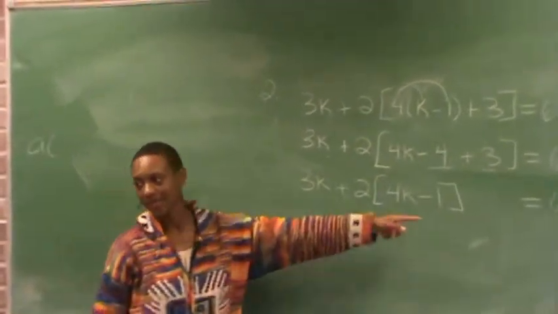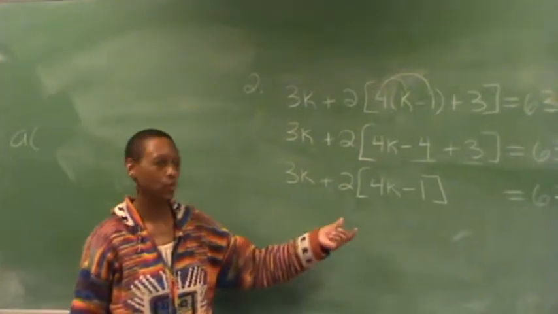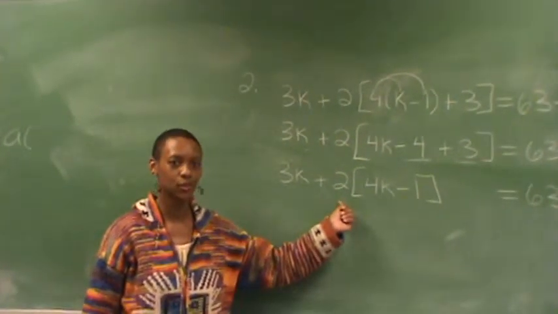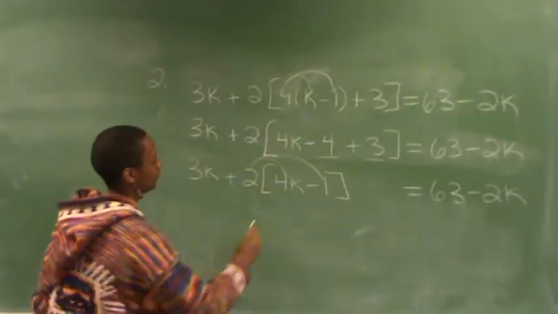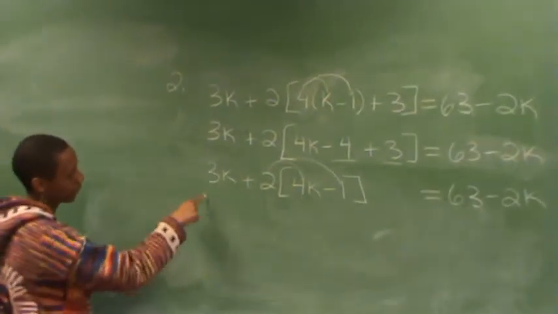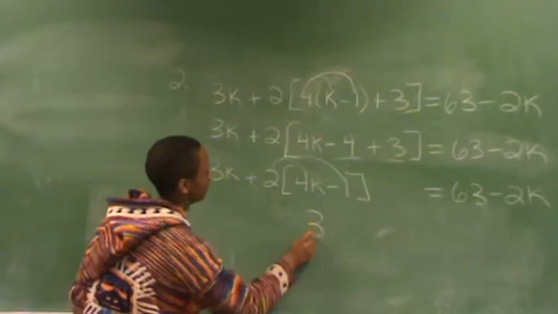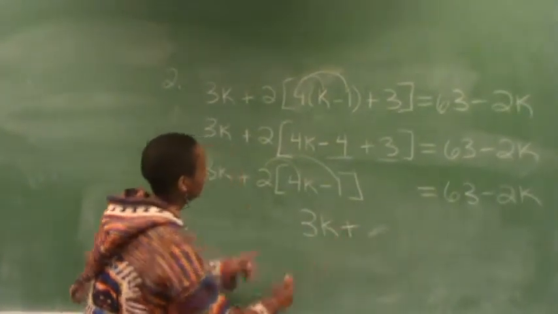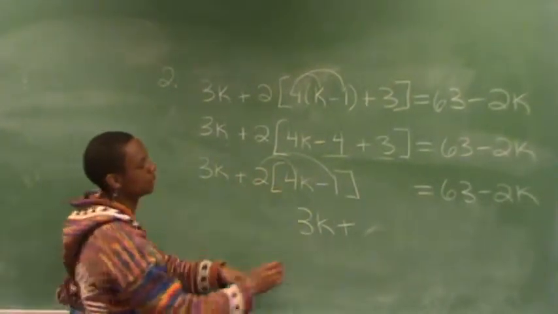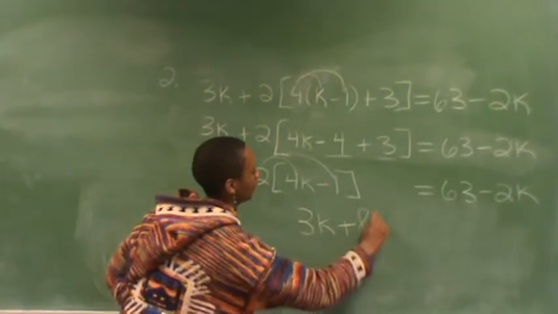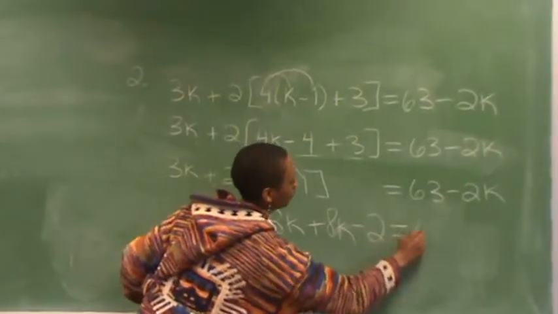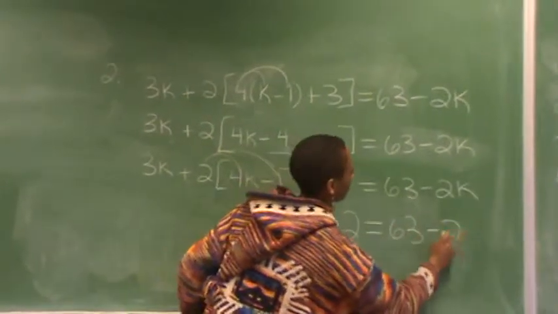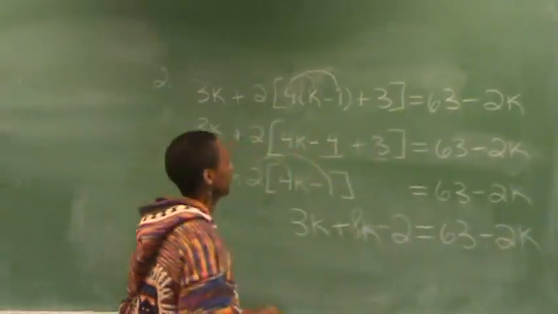Now, again, brackets are the same thing as parentheses. So this 2 out here, I need to distribute it. So I'm going to distribute the 2. And I'm going to write down everything else the same. So I write down my 3k. When I distribute my 2, I get 2 times 4k, that's 8k. And 2 times -1, -2, equals 63 minus 2k.